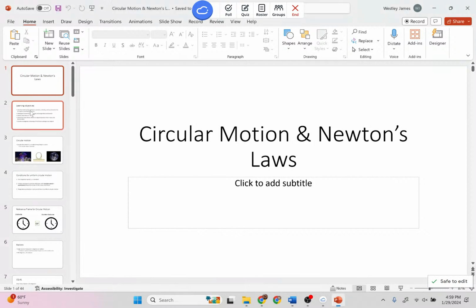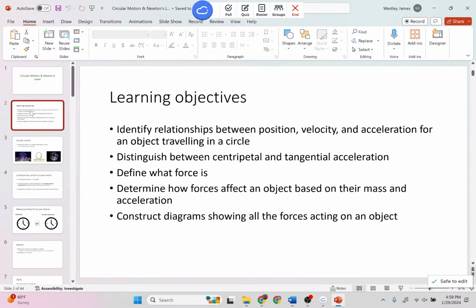Okay. So, circular motion, Newton's laws. We're going to talk about things going in a circle: position, velocity, acceleration. Then talk about centripetal acceleration and tangential acceleration. And then the last 3 points are really important. What is a force? How do forces affect things based on mass and acceleration? And how to draw a free body diagram. That's a name that we're going to be using a lot, a very, very important skill. So, it's going to be great. It's going to be so much fun.